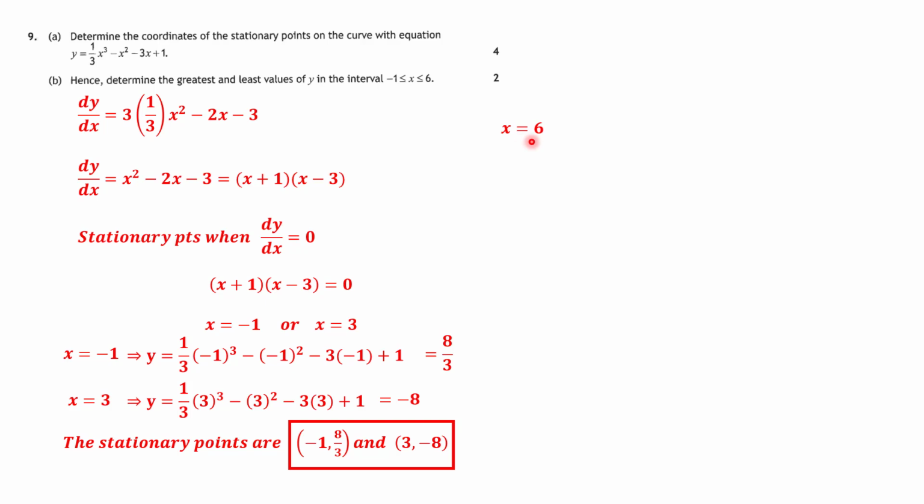So when x equals 6, let's put it into this original equation to find out what y is. So y is going to be 1/3 of 6 cubed, take away 6 squared, take away 3 times 6 plus 1. Use a calculator for that, you get the answer 19.